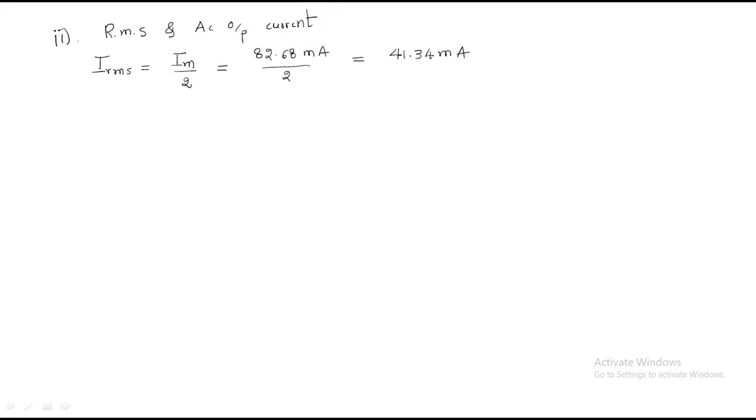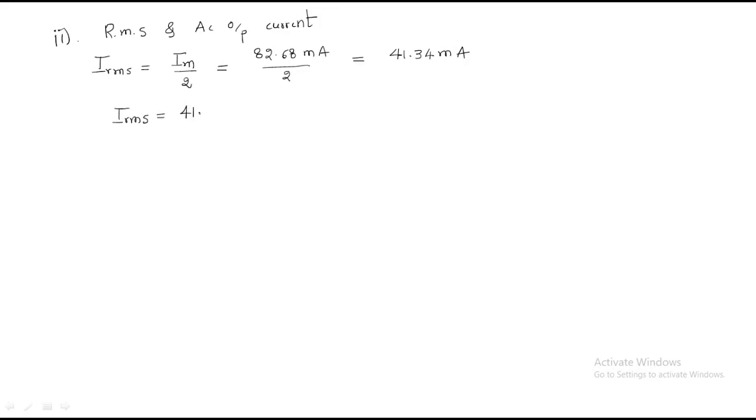RMS and AC output current. So the second point: RMS as well as AC output current. First we need to find the RMS value, and second the AC output current. For the RMS formula, we know that directly the RMS current equals Im by 2. We know the maximum current value, that is 82.68 milliamps, divided by 2. By simplification, we will get 41.34 milliamps. This is the IRMS value.